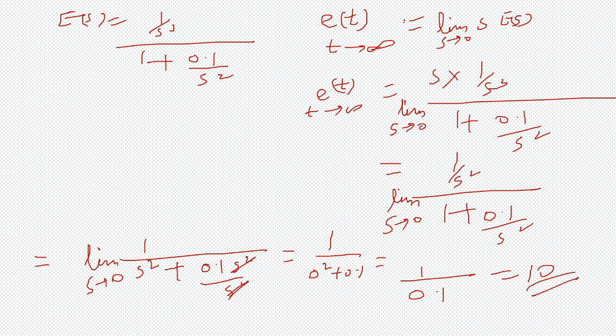This is how we have to solve a question related to steady state error, where a Bode plot is given for the loop transfer function of a unity feedback system. First you find the loop transfer function. After that you can simply calculate E(s), use the final value theorem, and calculate the value of the error.